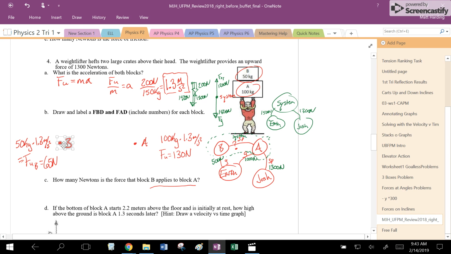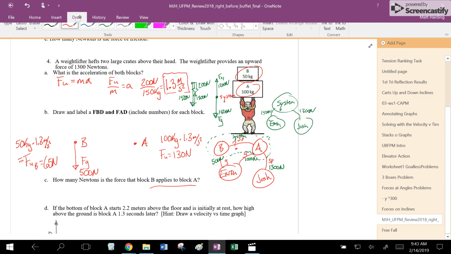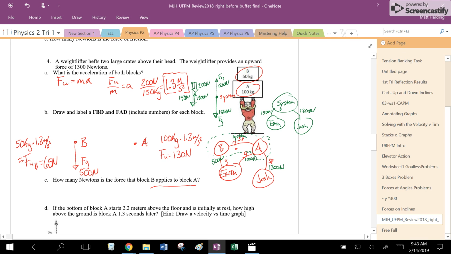That's not the force that's on this thing. That's what I get when I add the forces together. So the only force that I know right now on B is gravity. It's 50 kilograms, so that's 500 newtons. Here's the other thing to think about. The acceleration is in the same direction as the unbalanced force. If the system's got a downward F_U, then this is going to have a downward F_U as well. The acceleration should point down here.